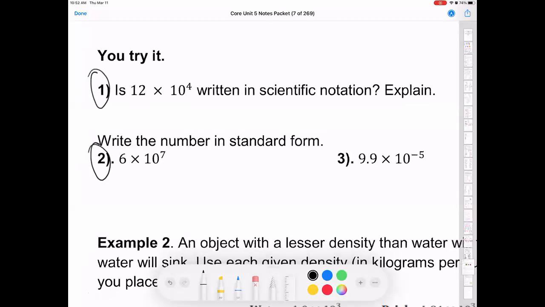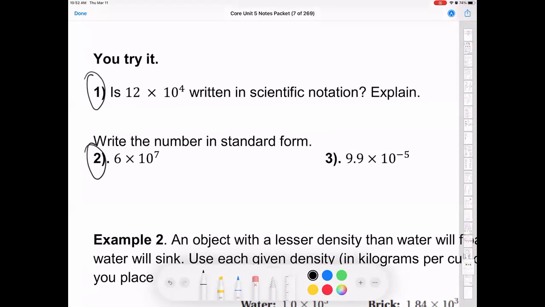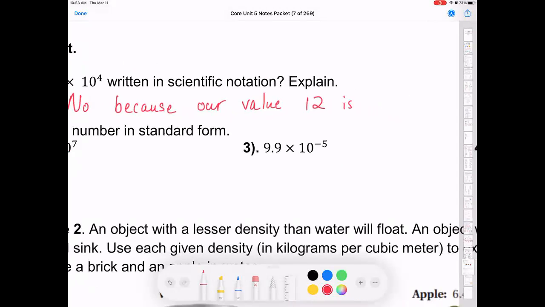All right, so for number one, we have 12 times 10 to the fourth. Is that written in scientific notation? Fantastic job to that individual. No, it's not, because our number here is not between 1 and 10. It has to be between 1 and 10. So no, because our value 12 is not between 1 and 10.